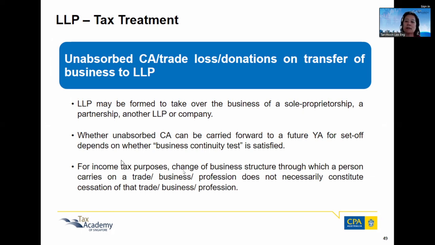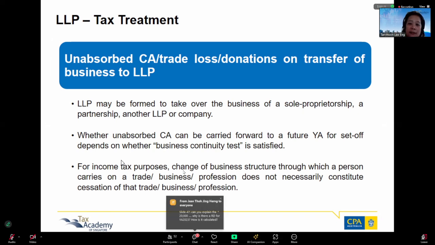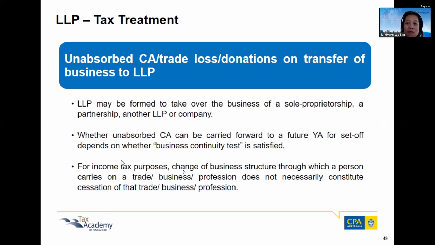Okay, change of business structure. That is, an LLP takes over a partnership, or even what happened to it. So there may be some change, but we talk about CA. Remember, we kept saying about the business continuity test. It does not mean that when there's a change in business structure, the business ceases. The same business may still be carried on, even with a change in the business structure.